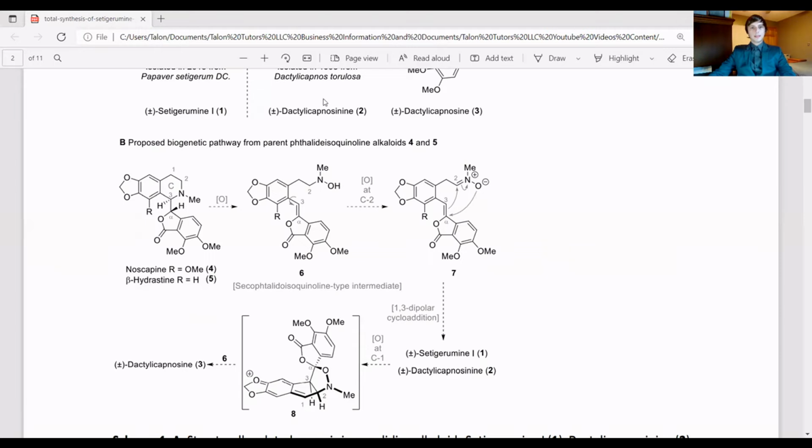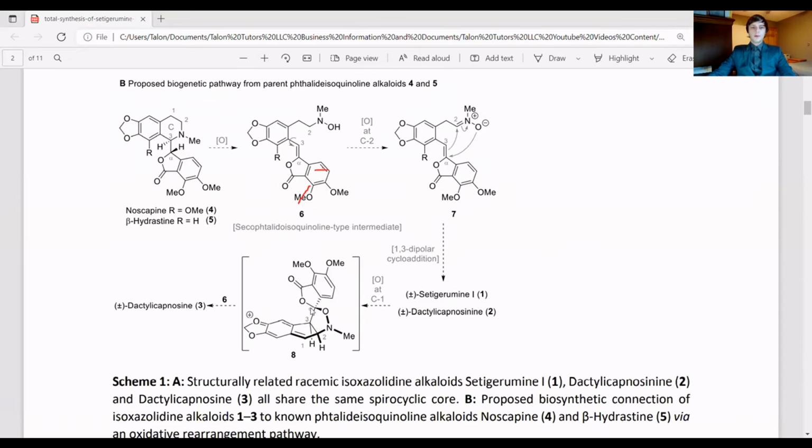Now, the important thing in this overall scheme for the biomimetic purposes is that they want to connect to this C2 position right here. And what they do is they try to look at the energy barrier of the favorability of connecting this versus connecting this methyl group, which could also happen. And so that's a concern we'll see in a second. So essentially they create this nitrone dipole for the further oxidation, which then does a 1,3-dipolar cycloaddition to get our products. And we can go further to make our compound 3, dactylicapnosine.